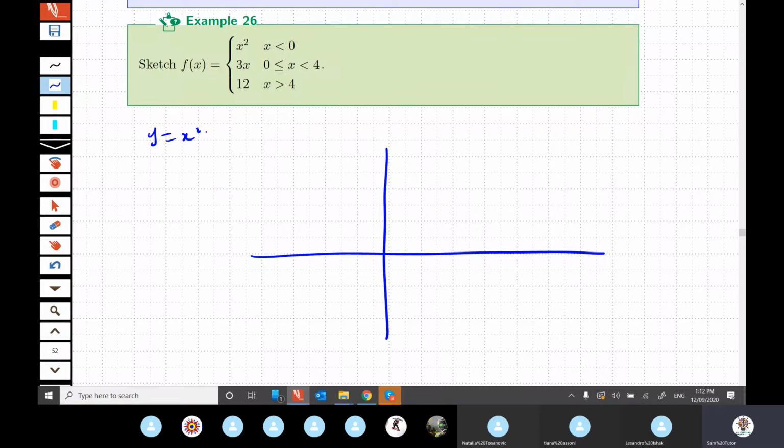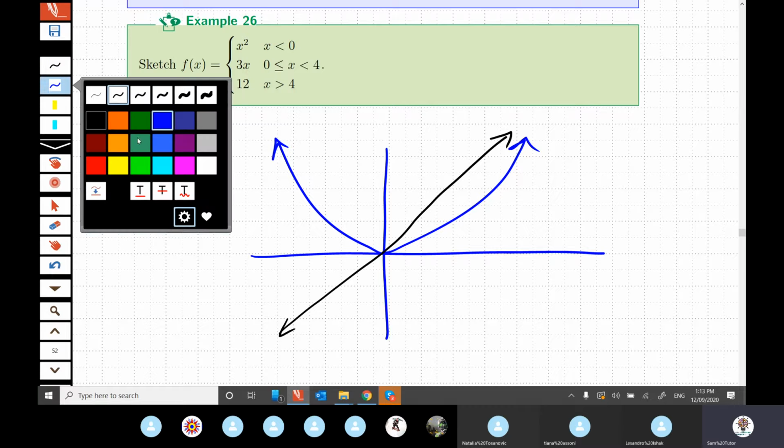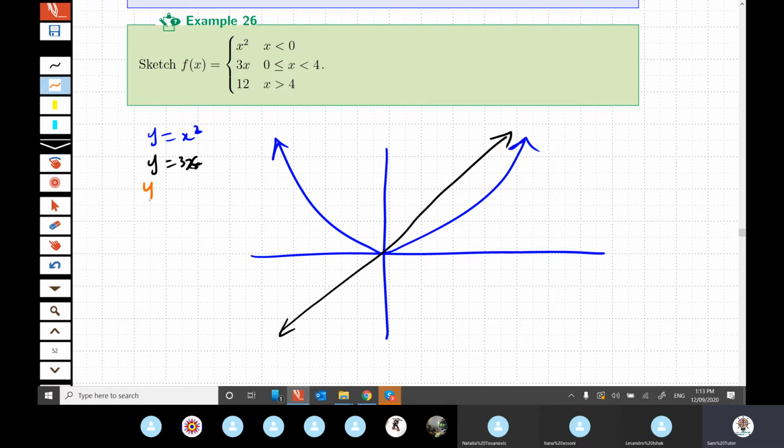Y equals x squared. Here it is. Y equals 3x. Whoops. Y equals 3x. There it is. And y equals 12. There it is.